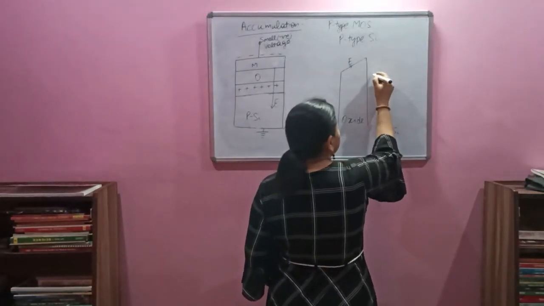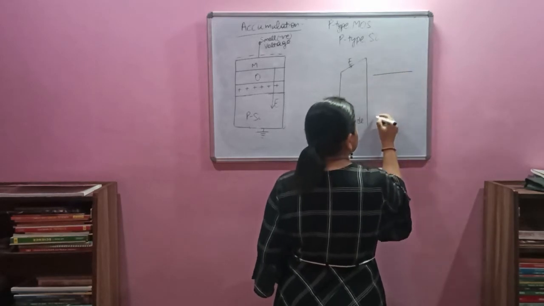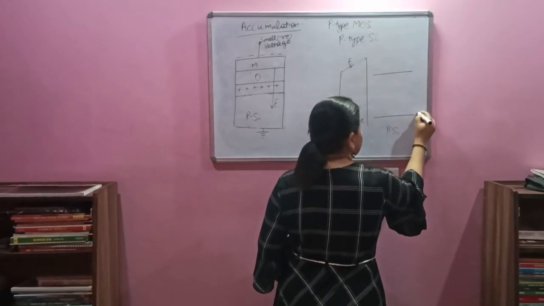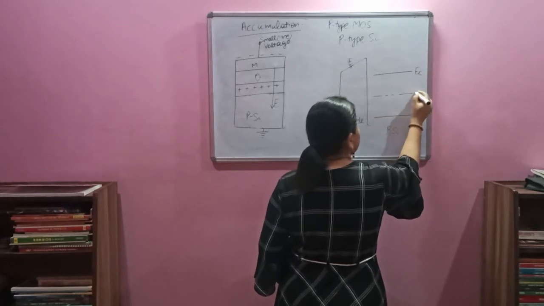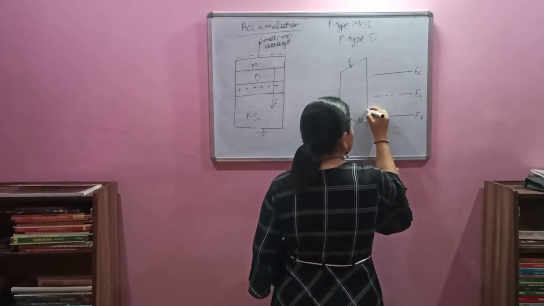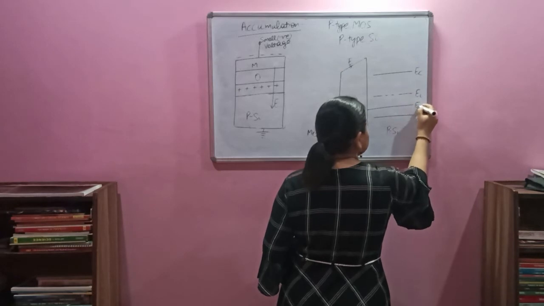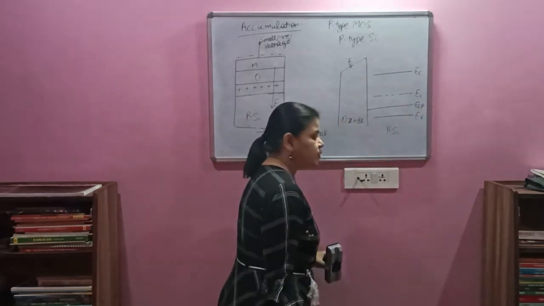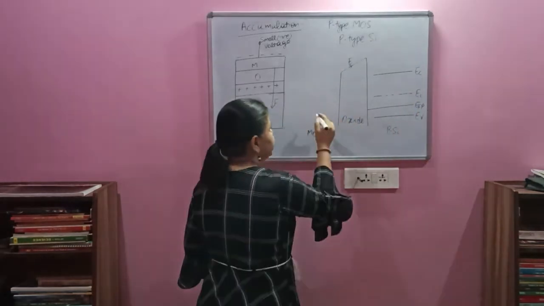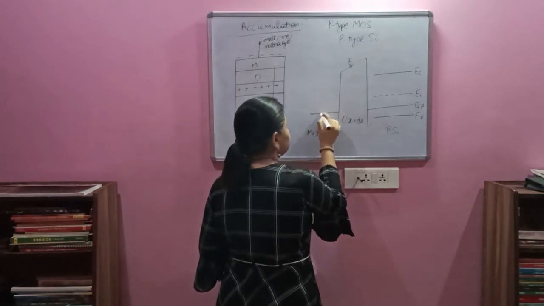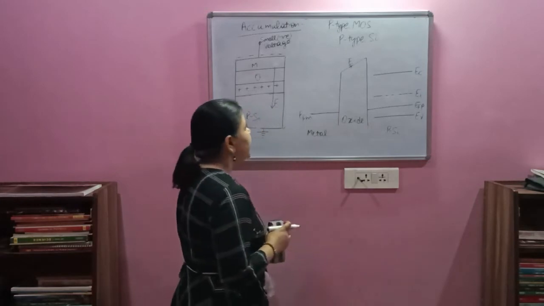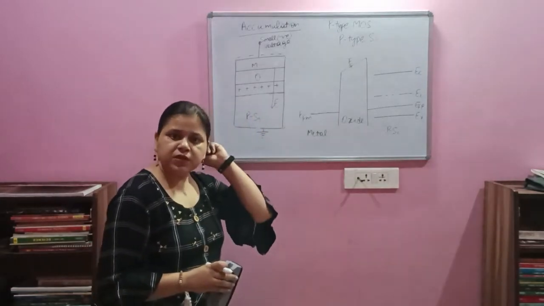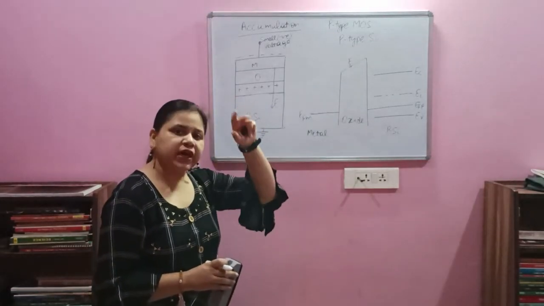So what will happen with the bands? See, this is our valence band. Here this is the conduction band. In between we have the intrinsic level. Somewhere here lies the Fermi level. Here there will be the Fermi level of the metal. And see how the bending will take place. How do we decide whether the bands will bend upside or downside?